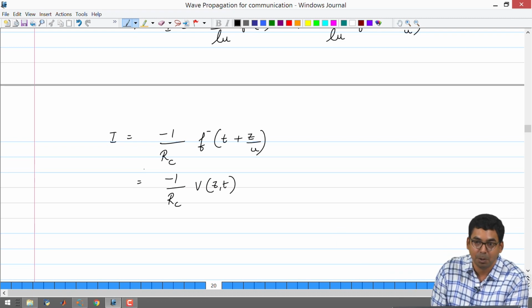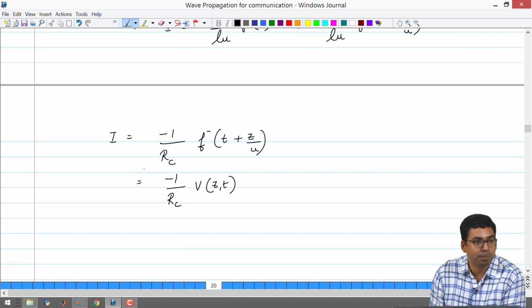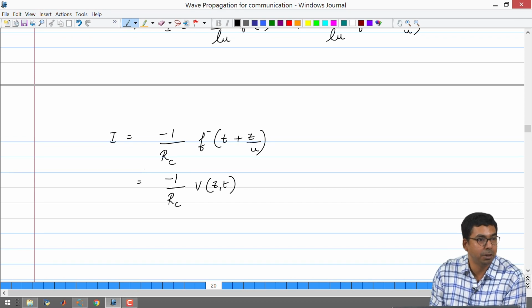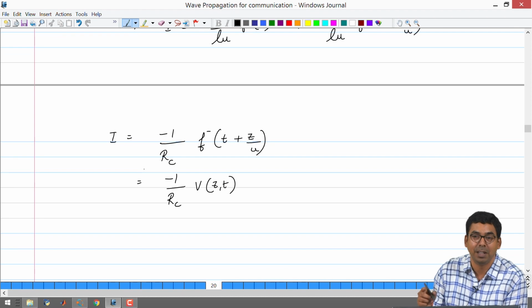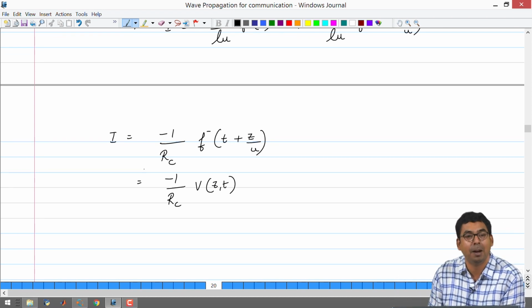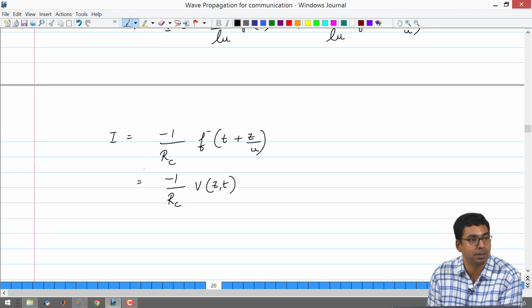all right, minus some current going in the other way. So in the case of the general solution for the voltage, you had f plus of t minus z by u plus f minus of t plus z by u, but here you will be having 1 by Rc times f plus of t minus z by u minus 1 by Rc f minus of t plus z by u. So the general solution is slightly different for the current. One has to keep this in mind.